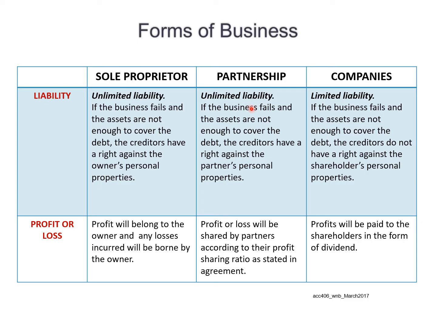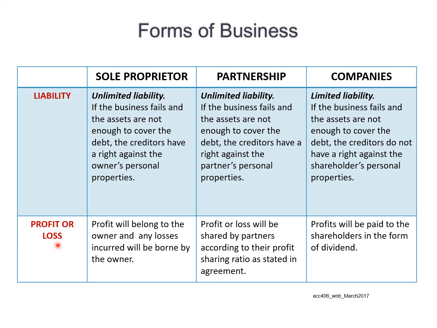Dan dia hanya beza untuk company. So, company adalah limited liability. Kalau business tu gagal dan aset yang ada tak cukup nak cover hutang tersebut, kreditor tak boleh pergi kepada the shareholder personal property. So, shareholders and the company are two different entity lah. Maksudnya kalau bisnes tu gagal, bisnes tu yang gagal, bukan shareholder tu yang gagal. Okay, so dia tak sama dengan sole proprietorship dan partnership. Kalau you ada soalan, you boleh tanya masa our discussion, no worries.